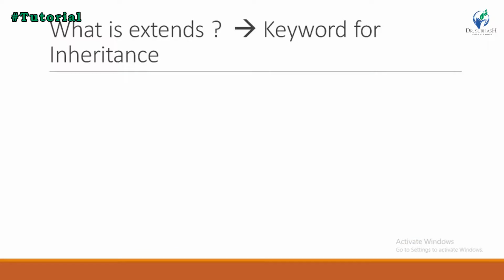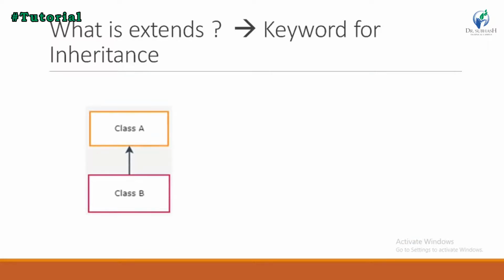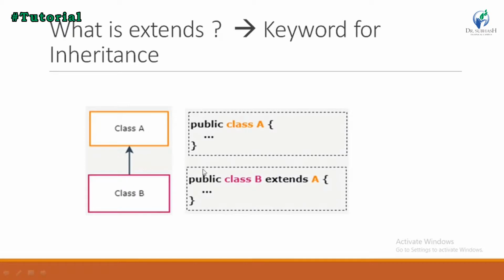Okay. So what is extends? Extends is a keyword for inheritance. So how do we apply inheritance? For that you have to develop a relationship between two classes. Let's say one is class A and one is class B. The relationship you have to develop is inheritance. So this is the diagram for inheritance. It means class B is inheriting something from class A. So class A will be the base class and class B will be the derived class. Class A is also called the parent class and class B is also called the child class.